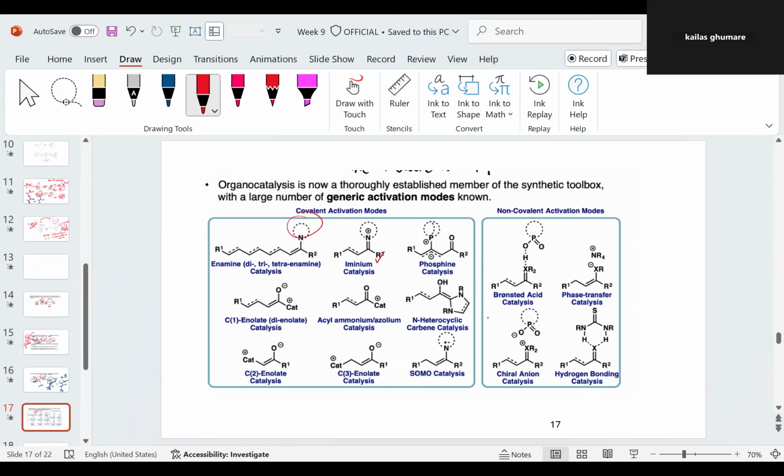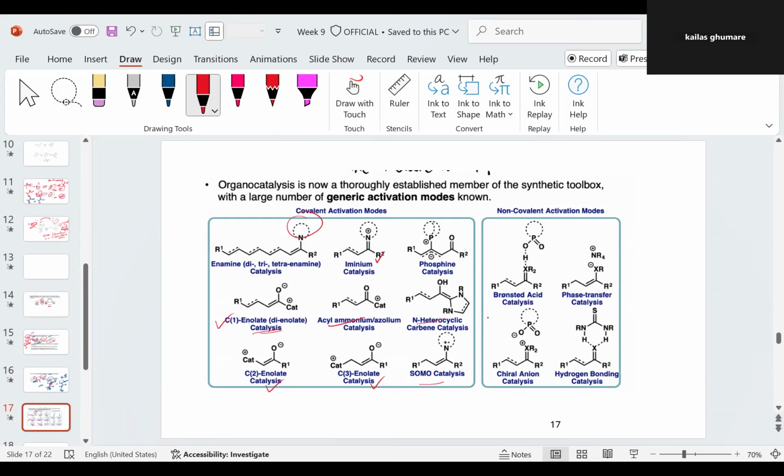Another type is enolate and dienolate catalysis. This enolate dienolate catalysis is not very trivial, but we can search for it. This is also one of the asymmetric activation modes, in which you can do stereoselective carbon bond formation. Further, acylium as well as N-heterocyclic carbenes, C2 enolate catalysis, then C3 enolate, followed by SOMO catalysis. The example of the SOMO catalyst the professor has probably already covered.